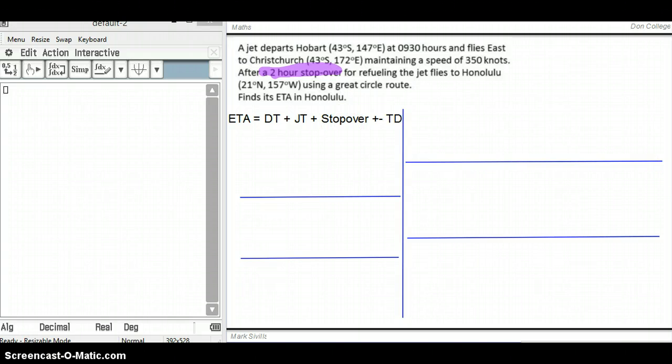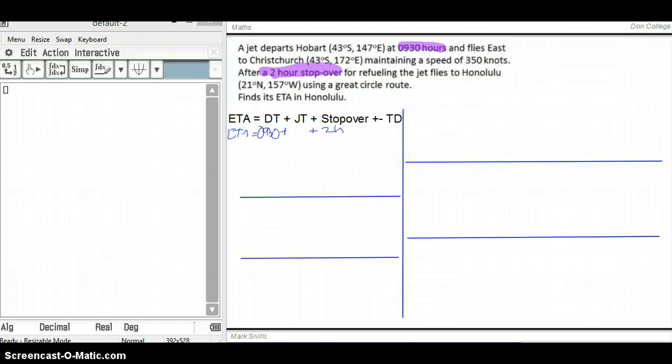Now, in order to work this out, we could start by saying, okay, well, our ETA is our departure time. We know that straight away because we're told here that it departs at 9:30 in the morning. So we can put that in straight away. Now our journey time we don't know yet, we're going to have to work that out. Our stopover time, we're told that that's 2 hours. And our time difference we don't know yet, but we can work out. Now that's the thing I'll do first. The time difference is the easiest thing to work out.